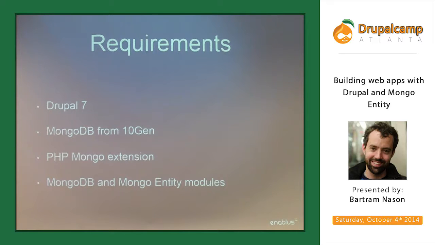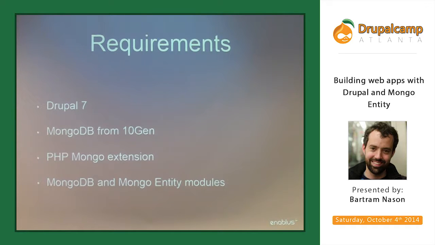So Mongo Entity turns those fields into one big document. Those fields and properties all go into one big document. So when you are loading your entity, it just takes one query to the database to get it all back. Using Mongo Entity, it's Drupal 7 only right now.